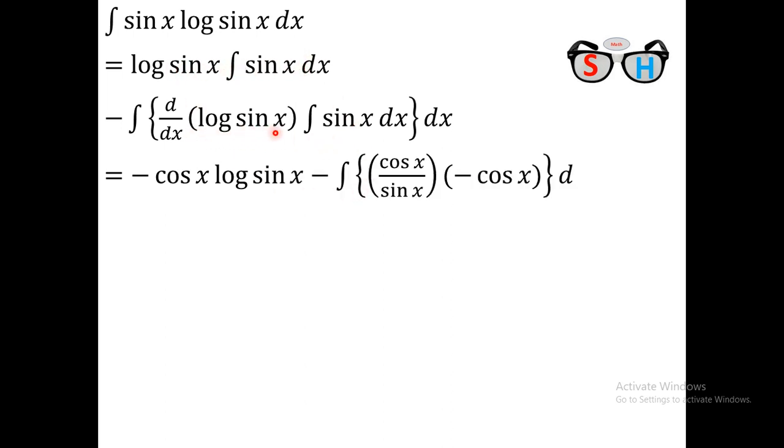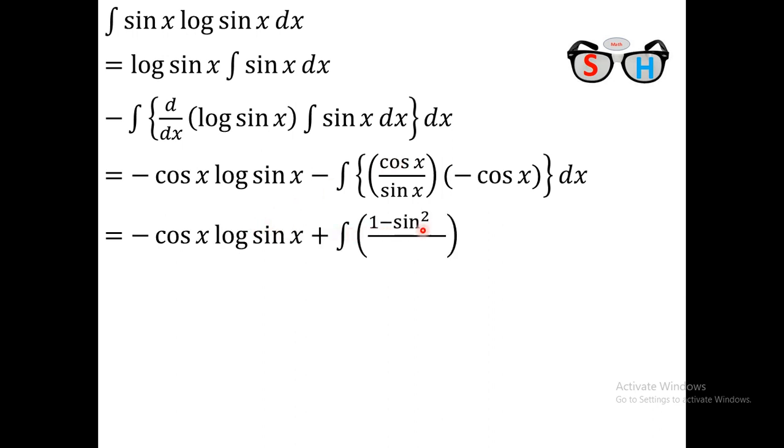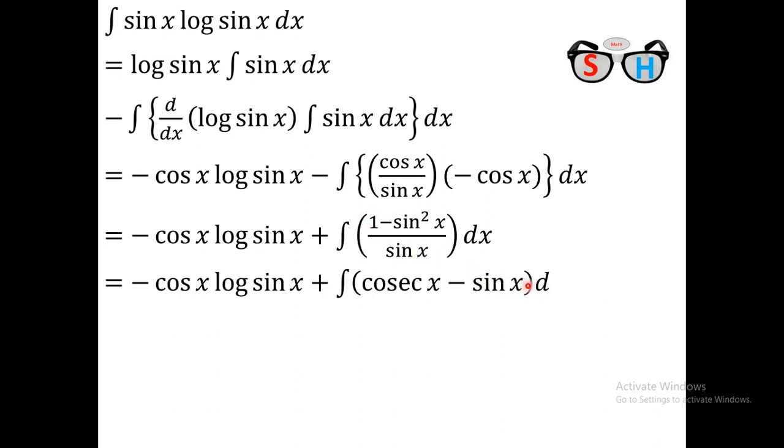So here this is minus cos x log of sin x. Here d/dx of log of sin x means cos x by sin x. Here minus cos x, integration of sin x means minus cos x. Now minus into minus means plus, and in the numerator it will be cos square x by sin x. Now I write cos square x as 1 minus sin square x, that is cos x log of sin x plus 1 minus sin square x by sin x dx. You see that 1 by sin x is cosec x, and sin square x by sin x means minus sin x dx. Now you have to integrate it.